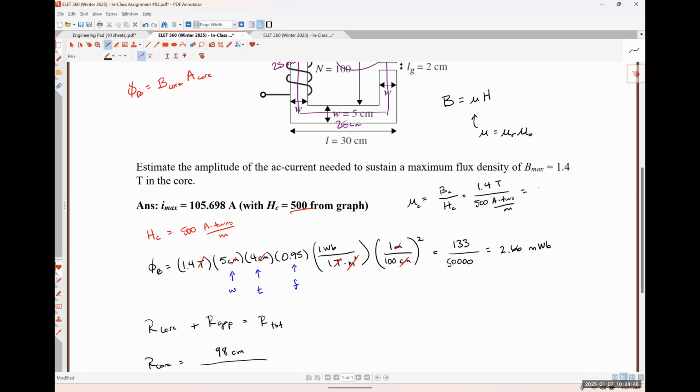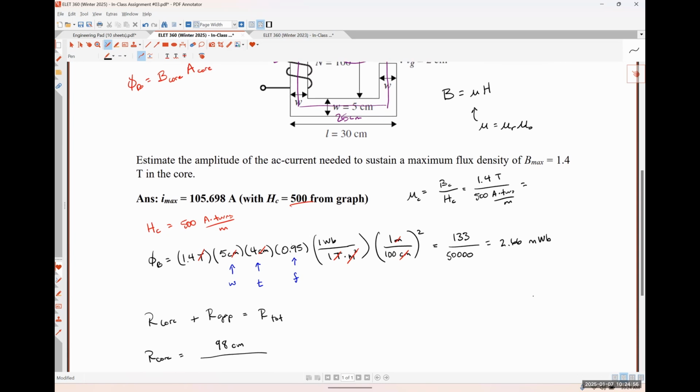2.8 times 10 to the negative 30. So let's look at those units really quickly, okay? So 2.8 times 10 to the minus 3 somethings. So right now this looks like Tesla meters per amp turn, where an amp turn is the same thing as an amp because a turn is a unitless quantity. Okay.